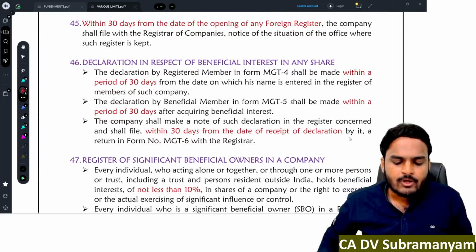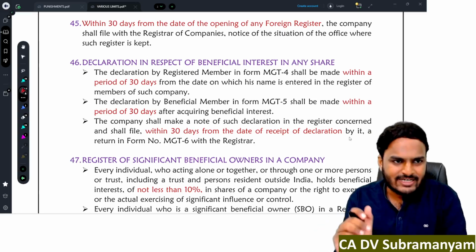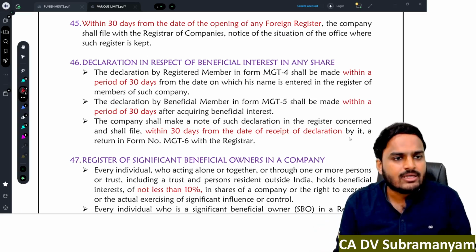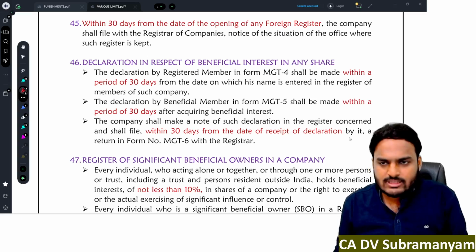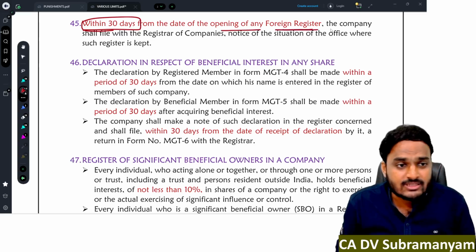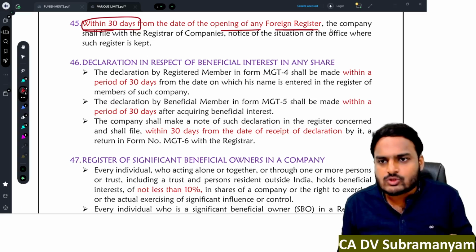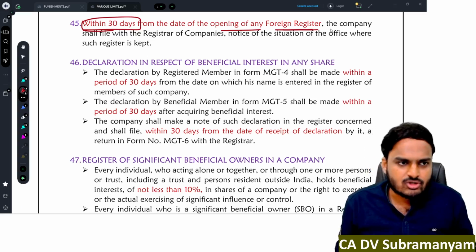Next one, if a company opens any foreign register outside India, then the same shall be communicated to the ROC within 30 days. So within 30 days from the date of opening of any foreign register, the company has to give intimation to the registrar.